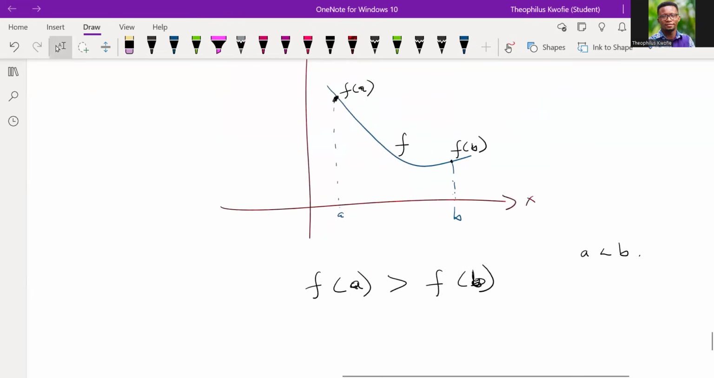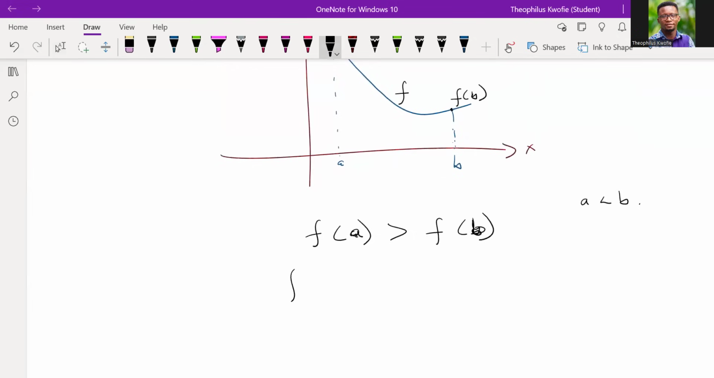It is obvious from the graph that our f of A will be strictly greater than our f of B. When that happens, then we claim that our f is decreasing on the interval A to B. Is that okay? So our f is decreasing on the interval A to B.